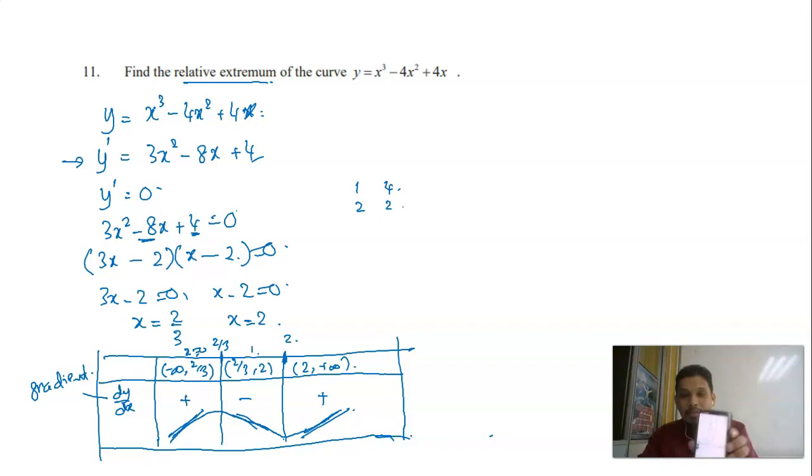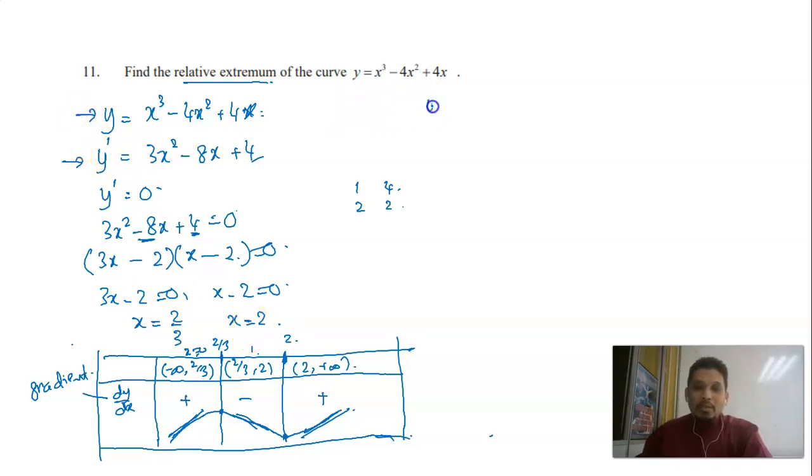Okay, so this is the graph. So you compare the graph with the graph that we sketched here right now. So this is where x equal to 2 over 3 and x equal to 2. Okay, now what is the coordinate of this stationary point? So substitute the values of x, 2 over 3 and 2, into the function of y.